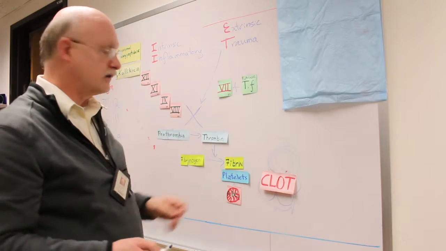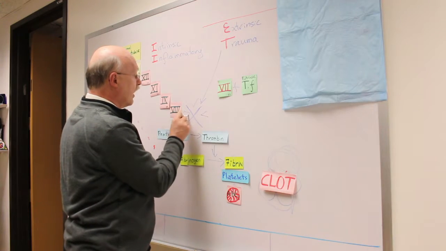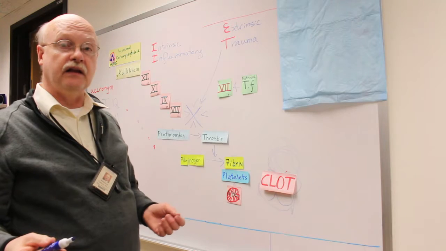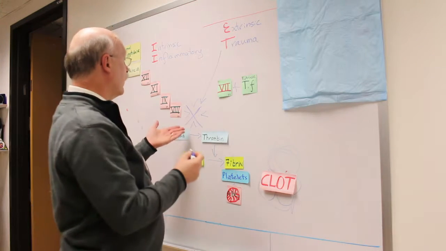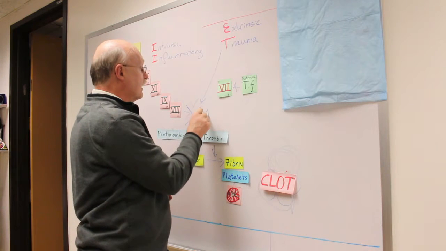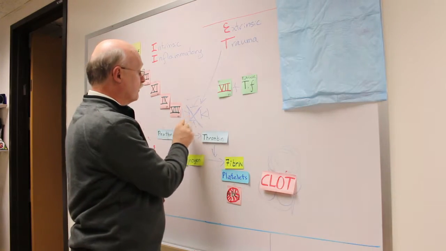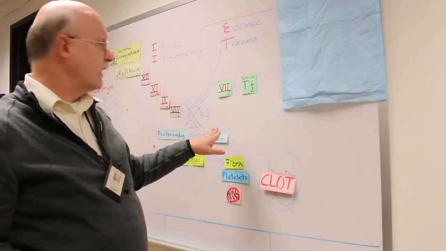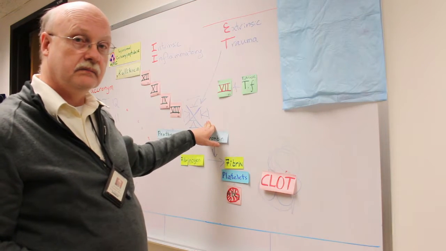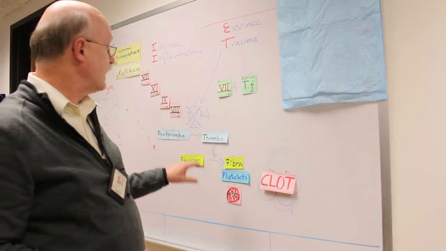Now, factor 10 can be enhanced by factor V 3 to 4 times. And factor V is circulating in the plasma. So when factor X becomes activated, it can be embellished by factor V. The point is that factor V is constantly being degraded so that it helps keep the system in check.